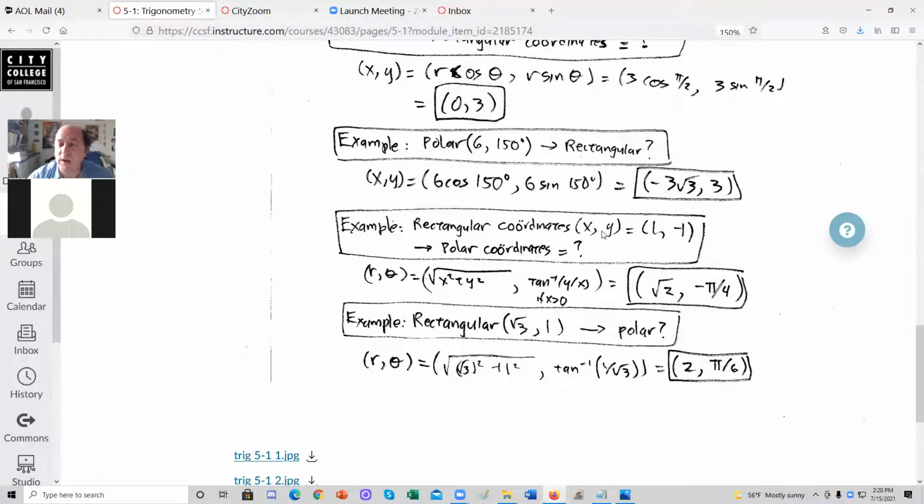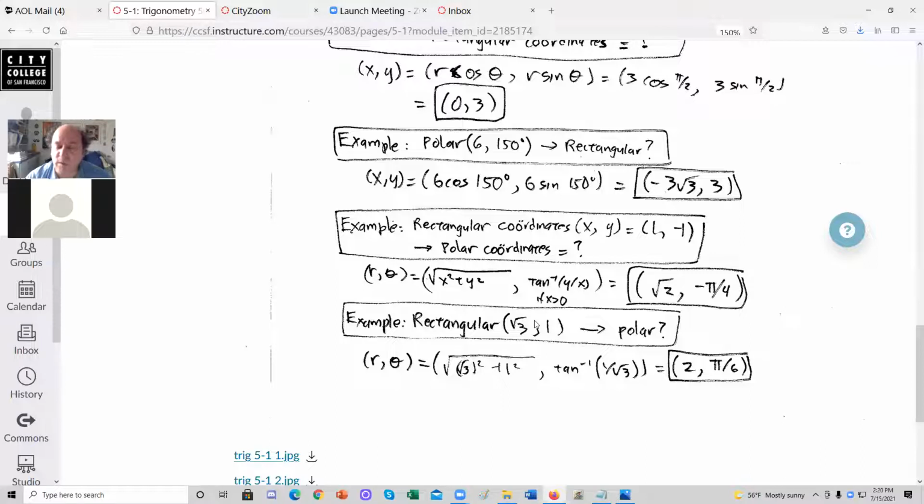Here, if the rectangular coordinates are 1 by negative 1, what are the polar coordinates? Since x is positive, we'll use the positive arctangent, arctan y over x. So it's root of x squared plus y squared by arctan y over x, since x is positive. And this comes out to root 2 by negative pi over 4 radians.